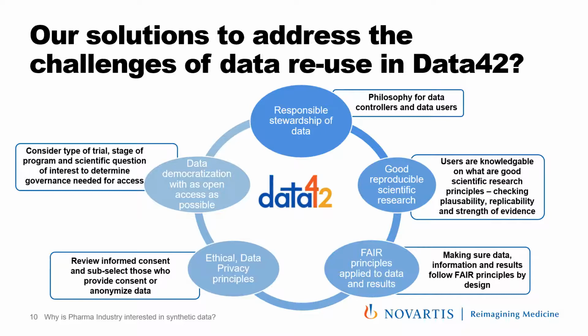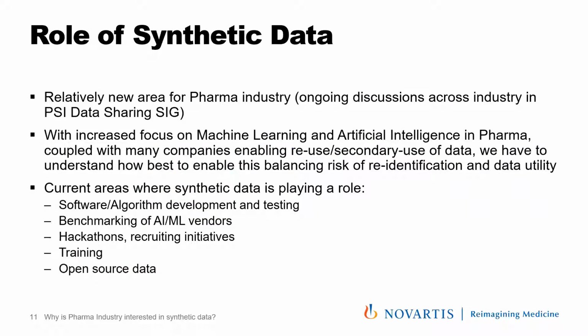Ethical and data privacy principles, as I mentioned before, and for the Data42 project, we go into some detail in reviewing informed consent. If we have informed consent for reuse, we can sub-select those patients. Otherwise, we are anonymizing the data for this purpose of reuse. And for data democratization with as open access as possible, here we look into the type of the trial, the stage of the program, and the scientific question of interest in order to determine really the governance needed for access.